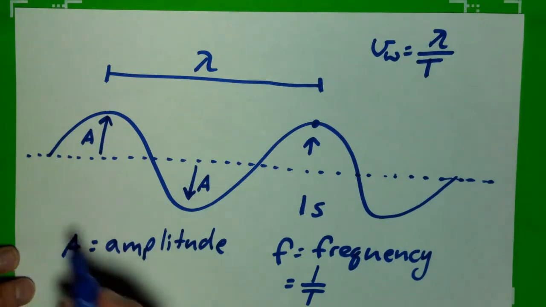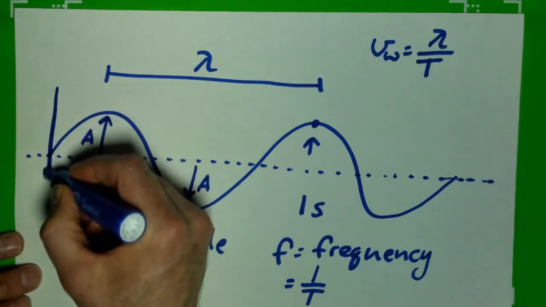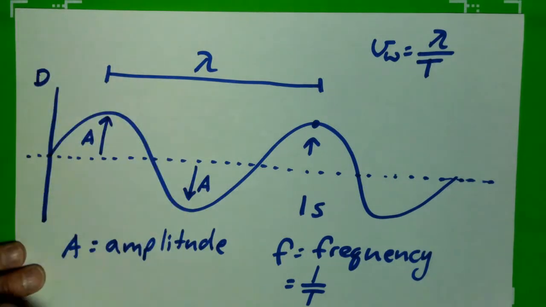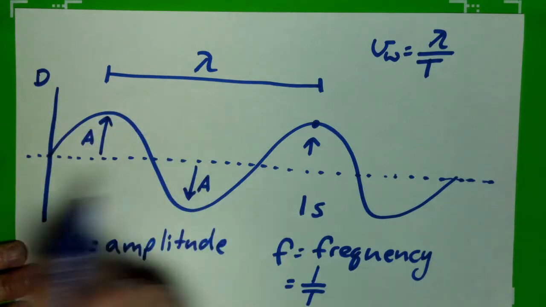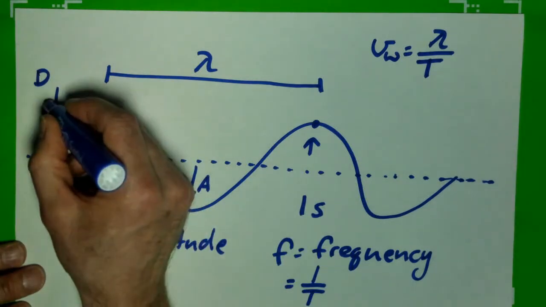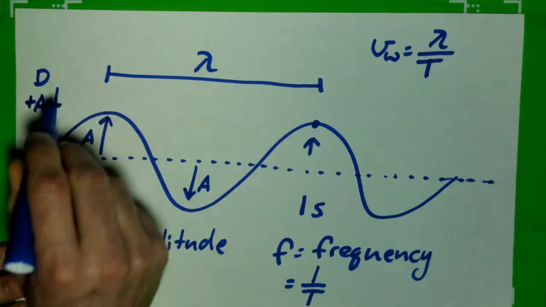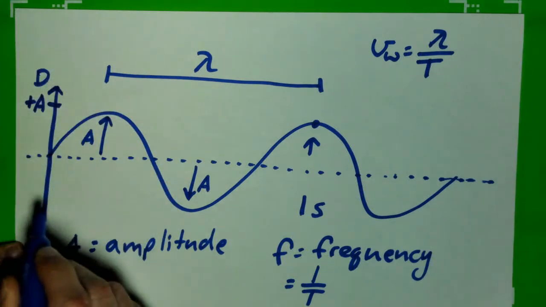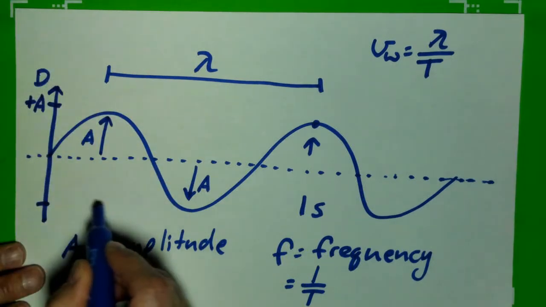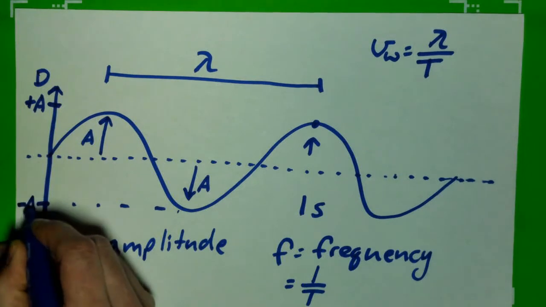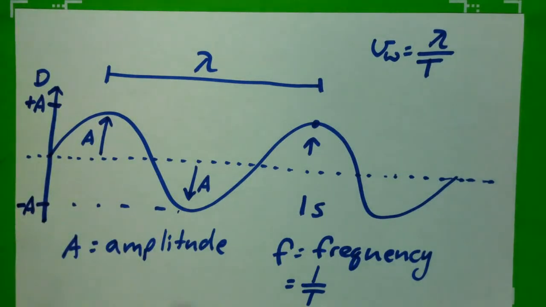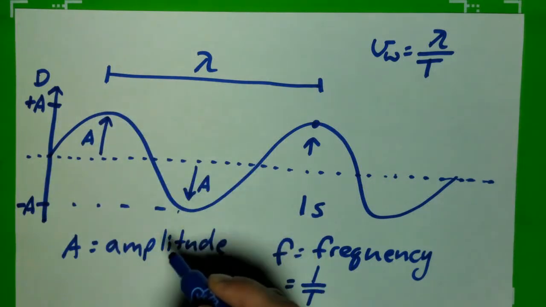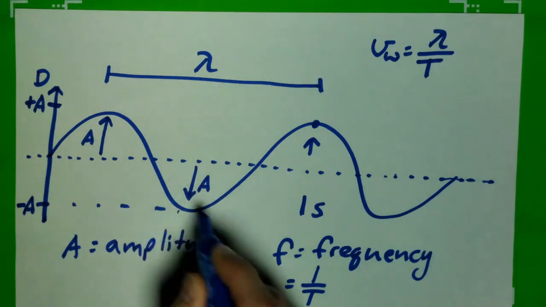We can choose positive or negative by drawing a coordinate system here, and we can call this D, displacement, the displacement of these particles from equilibrium. This would be a positive A if I chose up to be positive. I could do so with my label and an arrow there. And then this right here could be negative A. So the amplitude is a positive number, but my wave can be anywhere from positive A to negative A for the motion, the displacement away from equilibrium.